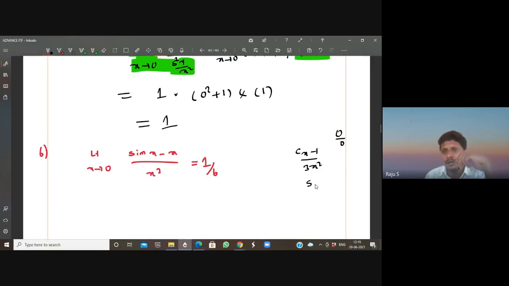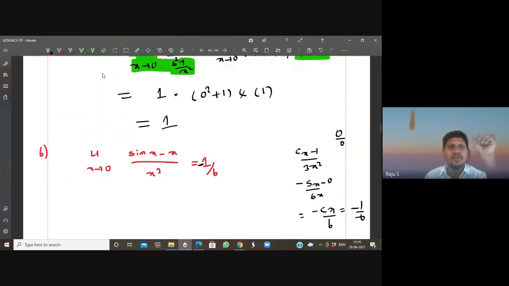Cos x minus 1 becomes minus sin x, by 6x. Now substitute 0 in place of x. Again 0/0, undefined. Sin 0 is 0, 6 into 0 is 0. Again differentiate. So sine becomes minus cos x, over 6 into 1. So when I substitute 0, we get minus 1/6. Okay, the limit is minus 1/6. See, I derived the formula here.